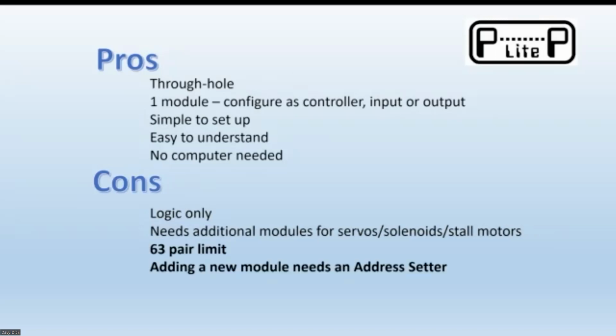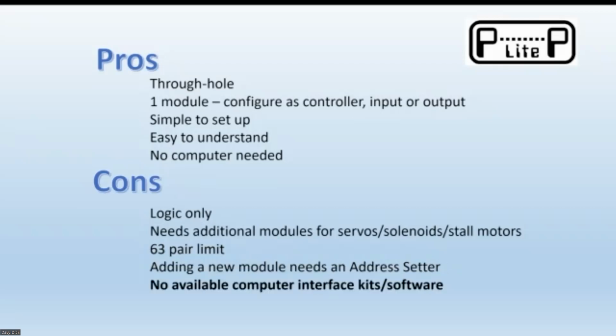There's a limit of 63 pairs. In other words, 63 inputs to 63 outputs, which sounds like a lot. But of course, if you're trying to handle points and lights, and animations and so on, and signals, then 63 could be a limiting factor depending on the size of your layout. And as I said earlier, although there's PCBs for interfacing, there are no kits for it, and there's no software for it if you wanted to go down that route. Peer-to-peer light.